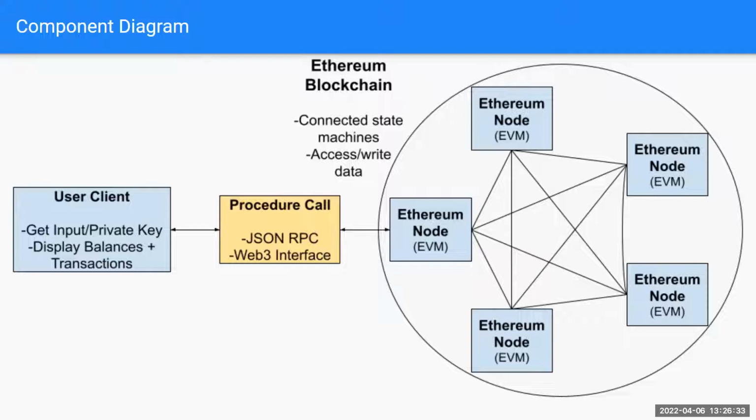The server in this model is the Ethereum blockchain. The Ethereum blockchain is made up of many Ethereum nodes that are on a peer-to-peer network, which are basically connected state machines. And this allows the user to access and write data on the network. And to connect the user client with the server, you use a procedure call, which in this case is a JSON RPC, which can be an Ethereum local node, or it can be a URL given from a provider.